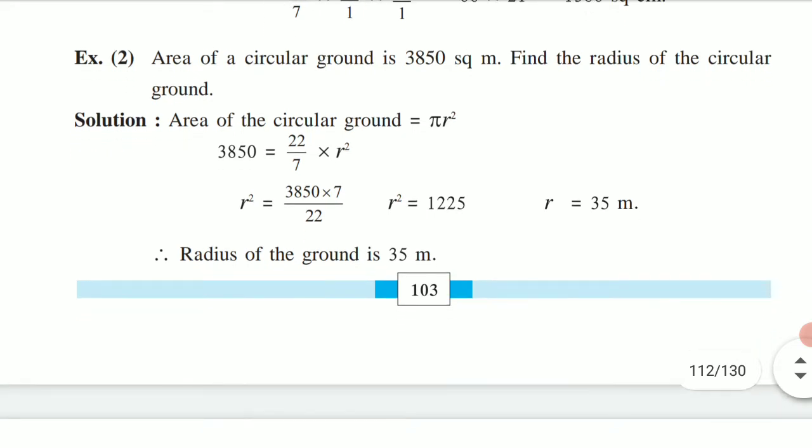Next, area of a circular ground is 3850 square meter. Find the radius of the circular ground. Solution: area of circular ground is equal to pi r square. 3850 is equal to 22 upon 7 into r square. r square is equal to 3850 into 7 upon 22. That is, r square is equal to 1225. That is, r is equal to 35 meter. Therefore, radius of the ground is 35 meter.